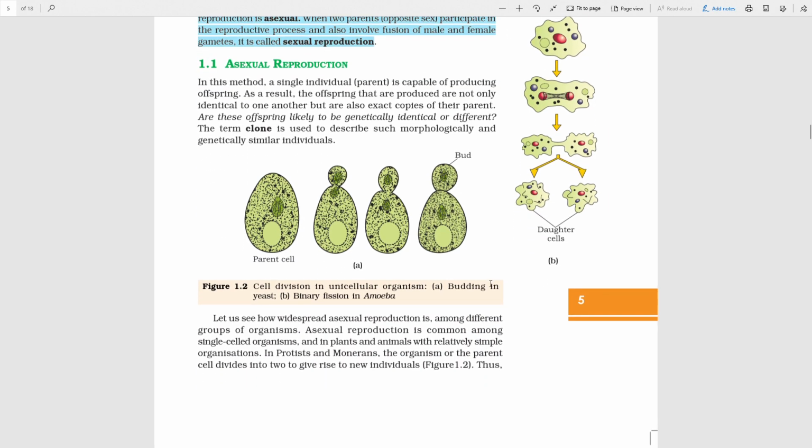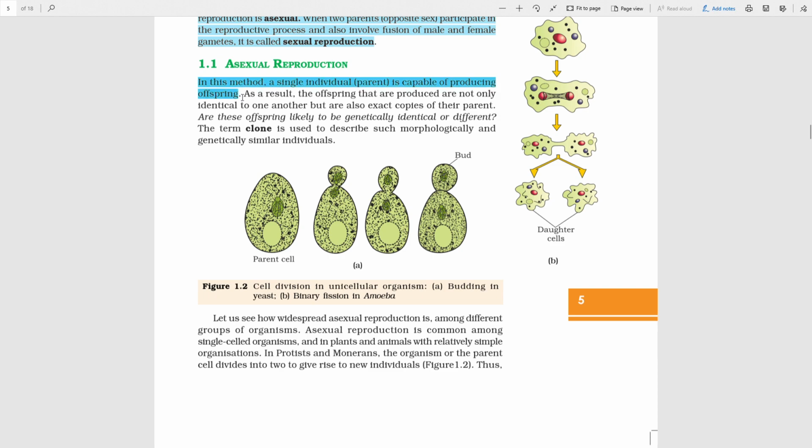Now let's come to our topic of the day, which is asexual reproduction. So as I told you, in asexual reproduction there is a single parent and there is no participation or fusion of gametes in this whole process. So in this method, a single individual parent is capable of producing an offspring.